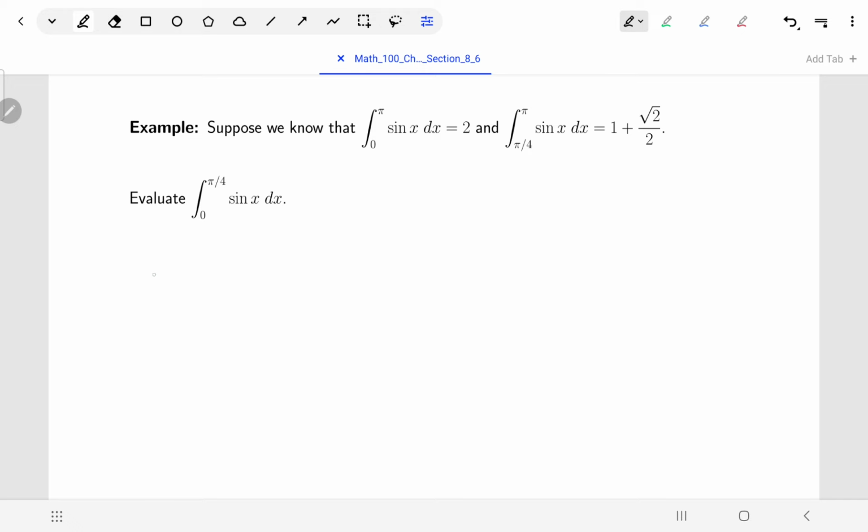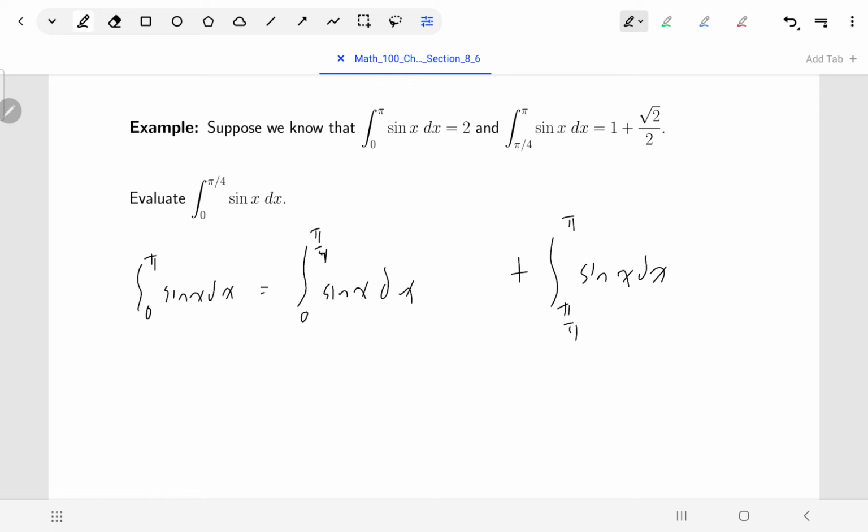So here I'm going to use the theorem that we just finished with. It said that if you are looking at the definite integral from 0 to pi, that's the same as going from 0 to pi over 4, followed by going from pi over 4 to pi. So using pi over 4 as our little intermediary value. And now I can put in what I know, which is this. I'm looking at the definite integral from 0 to pi over 4, so that's what I'm looking for. But I know the integral from 0 to pi is 2.